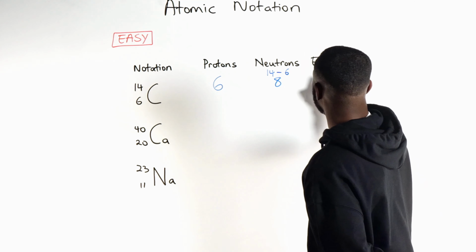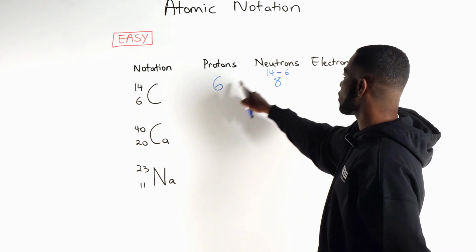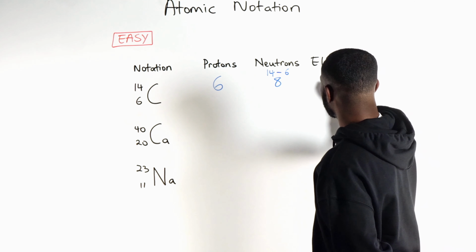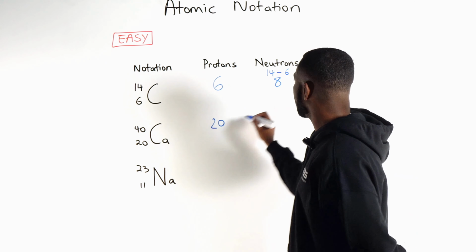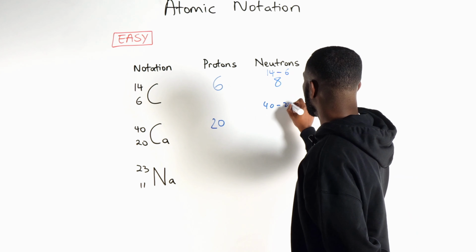And for the number of electrons, because this is an atom with no charge, we know that the number of protons equals the number of electrons. So that should be 6. Going through these very quickly, that would be 20. This here would be 40, take away 20, which gives you 20, and another 20, because the number of electrons equals the number of protons.